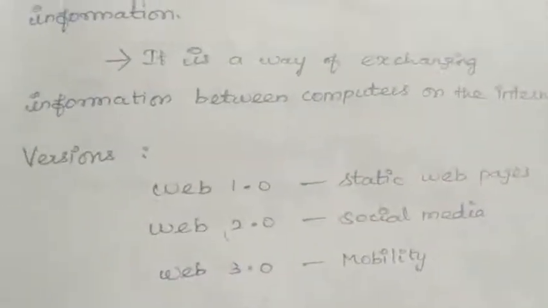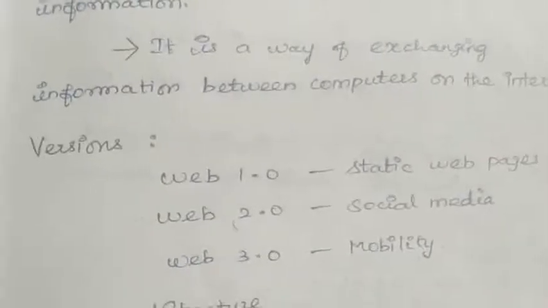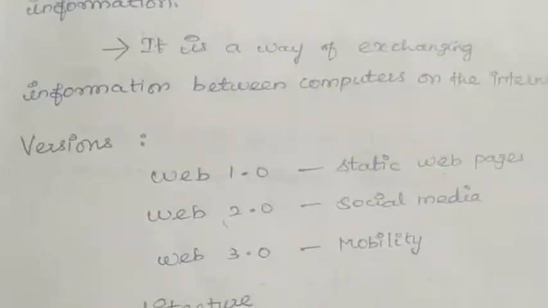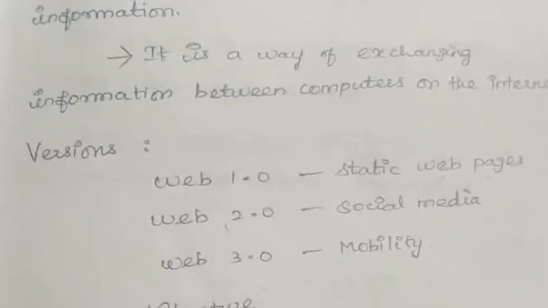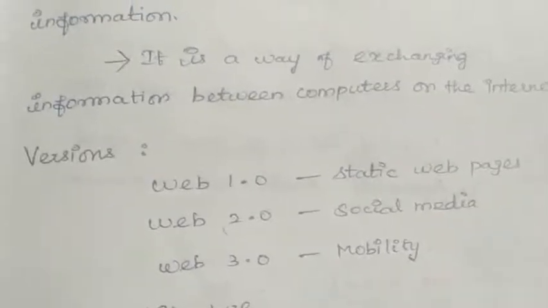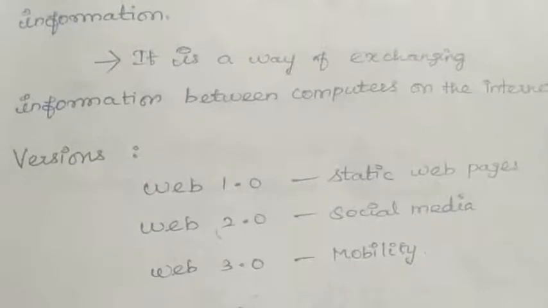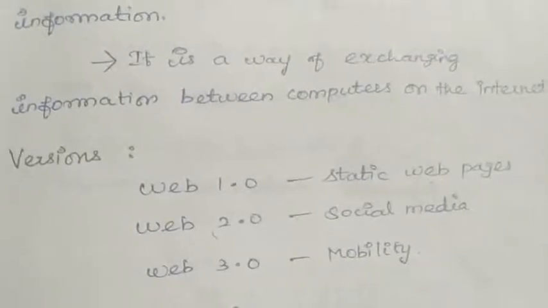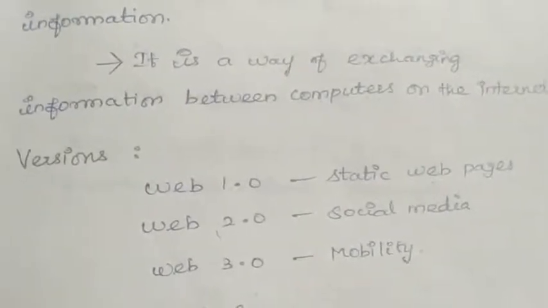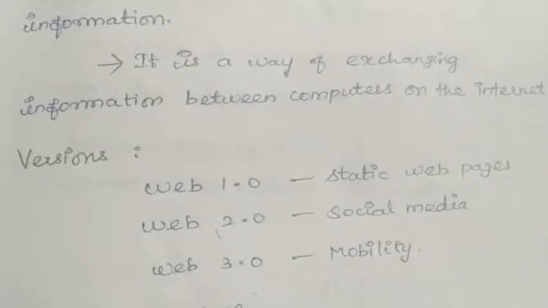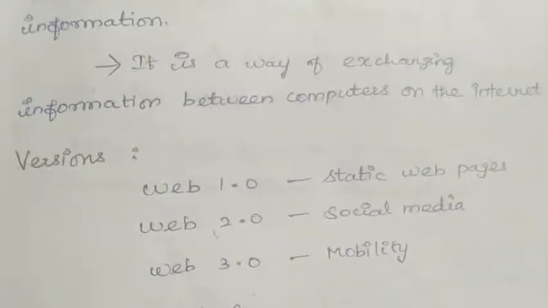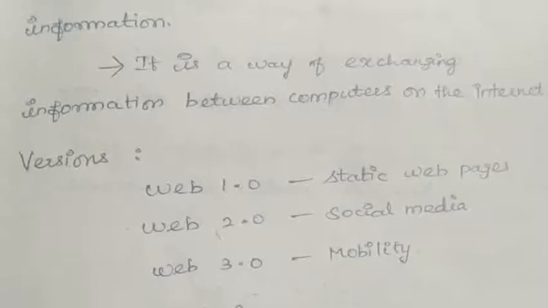Next, see about evolution of World Wide Web. It has three versions: Web 1.0, Web 2.0 and Web 3.0. Static web page is the example of Web 1.0. Social media is the example of Web 2.0. Mobility is the example of Web 3.0.